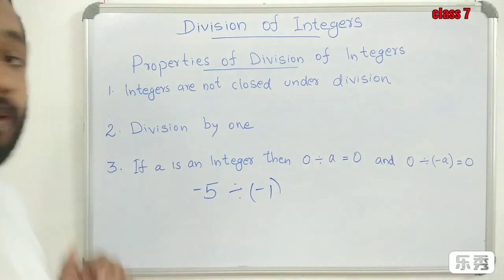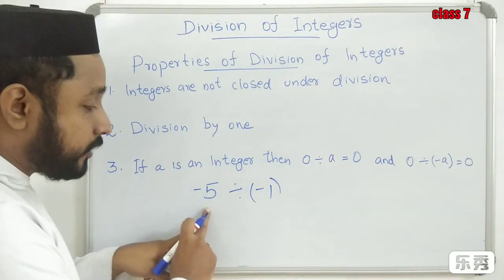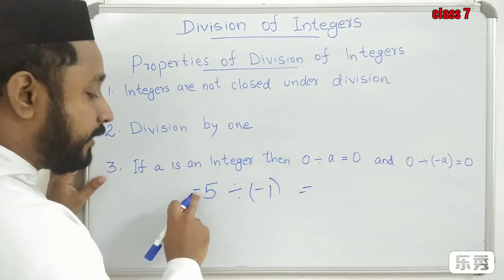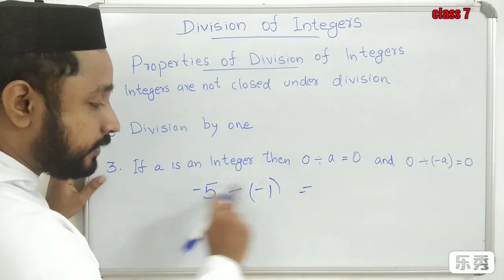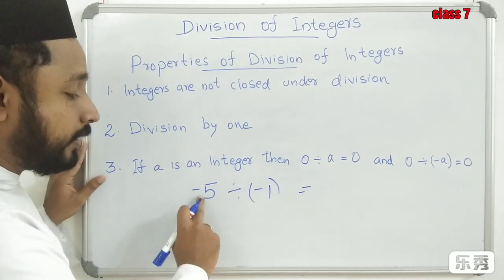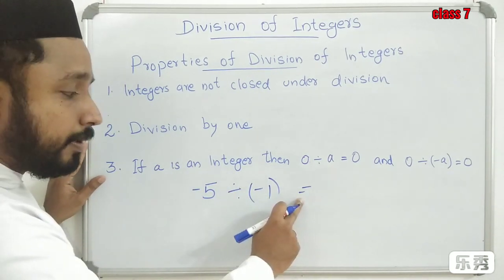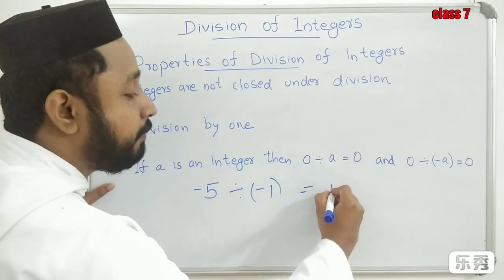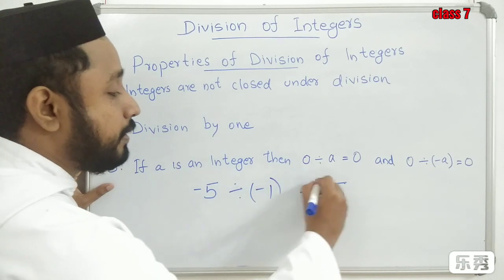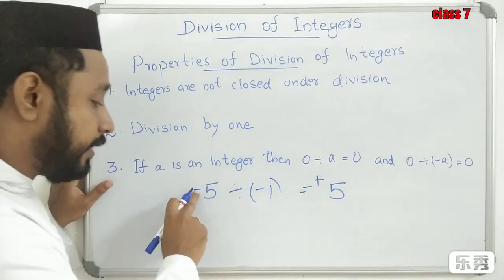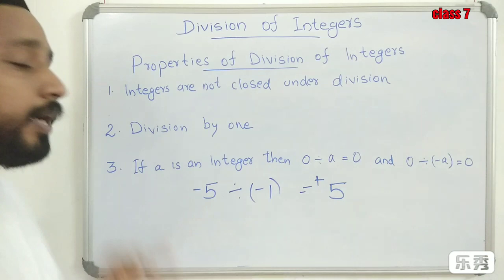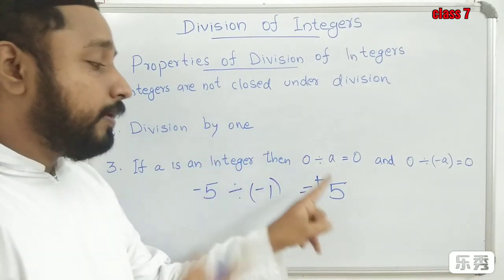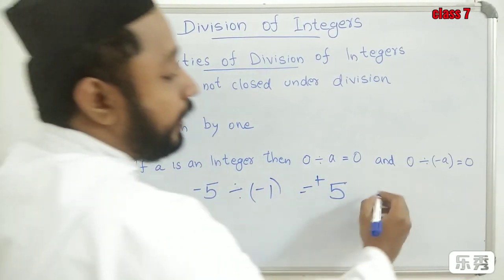Minus 1 is also an integer. So we will divide minus 5 and minus 1. What is the answer? Here minus, here minus, both are the same sign, both are minus. So minus divided by minus, the answer is plus. So minus 5 divided by minus 1, the answer is 5 divided by 1, which is 5, with a plus sign, because both are the same sign. So minus 5 is an integer, minus 1 is an integer, and plus 5 is also an integer.